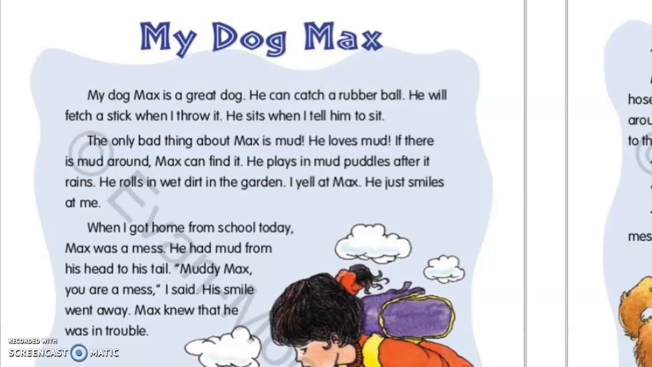And I want you to look at the pictures and think about what the story is going to be about. And let's look at the title. It's called My Dog Max. I'm going to start reading it with you, and then I want you to finish reading it on your own, and then read it again to yourself.